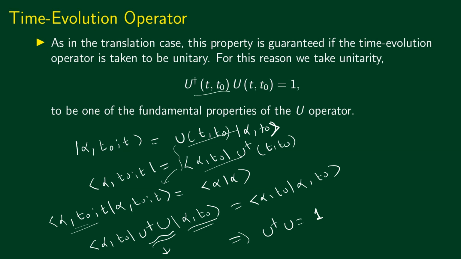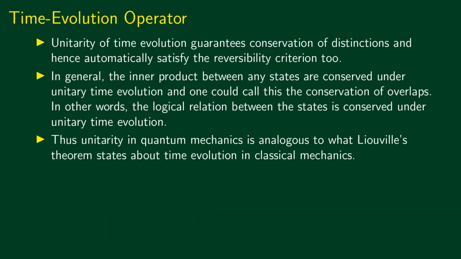Okay, this is a fundamental property. This is one of the fundamental properties of the time evolution operator, that it has to be unitary. Okay, I hope this is clear. So we have seen that unitarity of time evolution guarantees conservation of distinctions and hence automatically satisfies the reversibility criterion too.